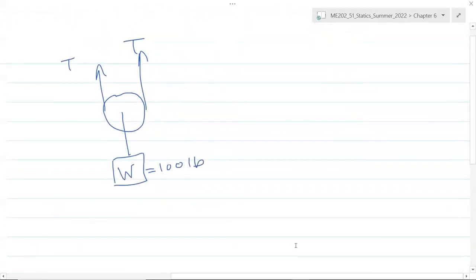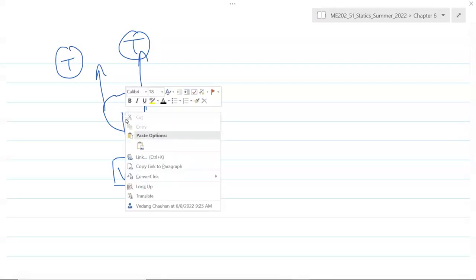So let's start with a simple example where we have only a single pulley and there is a cable that goes around that pulley, and the weight attached at the end of the cable is 100 pound. What is the tension in each one of these cables when the system is in equilibrium? That means the load is not moving, it's just staying there.